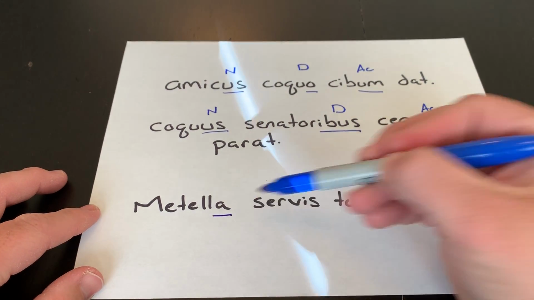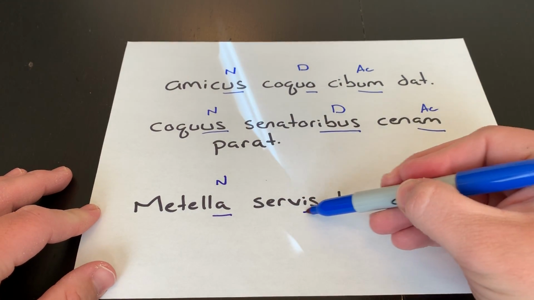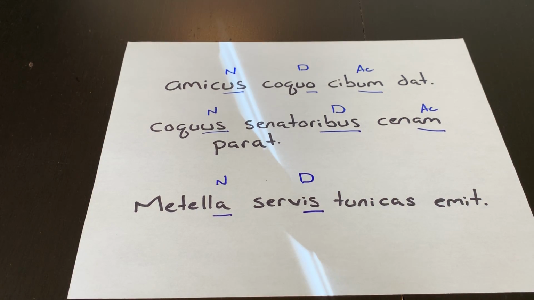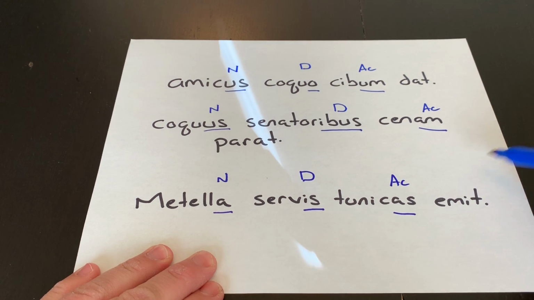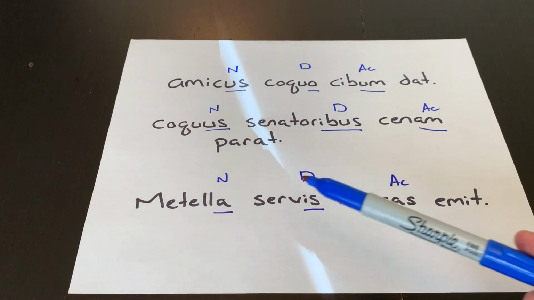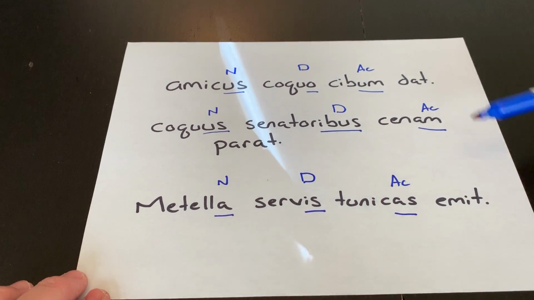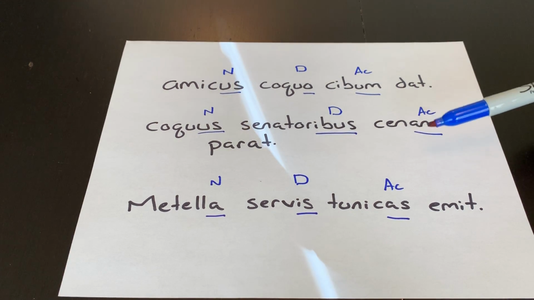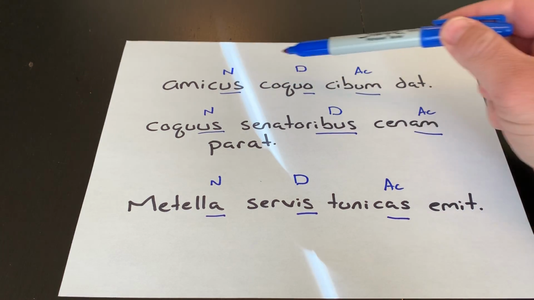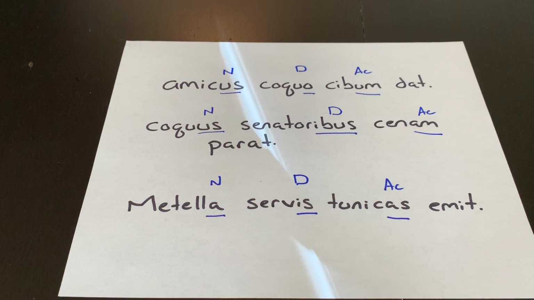Okay, and one more. Metella, okay, there's our nominative. Servis is our dative plural ending. Tunikas is accusative. And our verb is amit. So to translate this, it would be, Metella buys the tunics for the servants. Okay? Metella buys the tunics for the servants. And you'll notice this is kind of the order that Cambridge likes to keep the sentences in. So you'll often see nominative, dative, accusative, verb. So when you come across that AE, and it's the first word of a sentence, it's most likely going to be the nominative. If it's later on in the sentence, it's very likely going to be a dative.